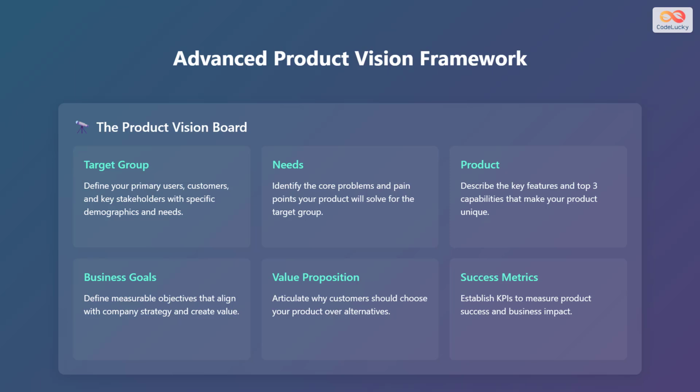Third, product. Describe the key features and top 3 capabilities that make your product unique. Fourth, business goals. Define measurable objectives that align with company strategy and create value. Fifth, value proposition. Articulate why customers should choose your product over alternatives. Sixth, success metrics. Establish key performance indicators or KPIs to measure product success and business impact.